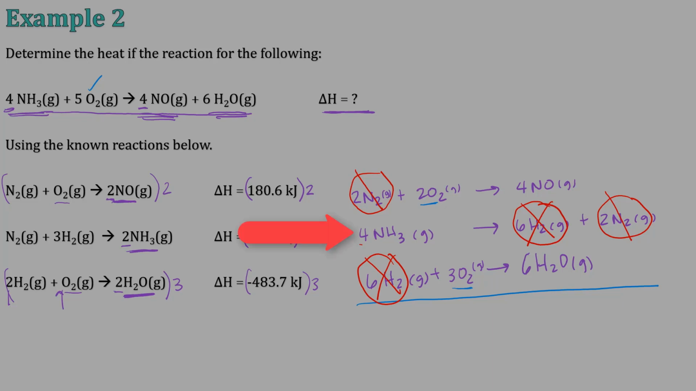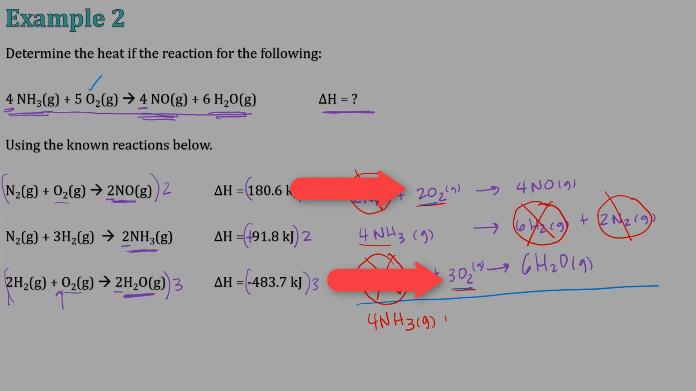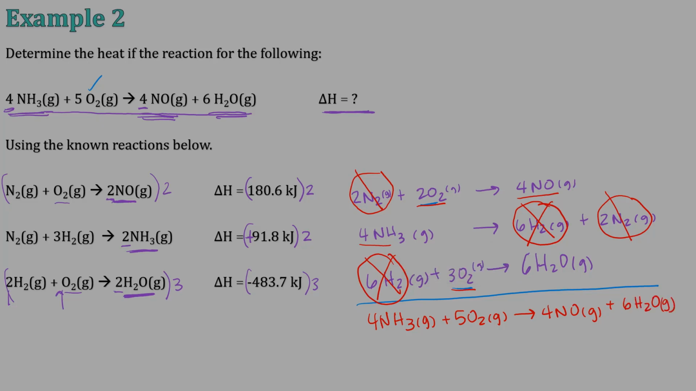So I have 4 NH3, 2 O2 and 3 O2, which gives me 5 O2s, 4 NO, plus 6 waters. And so this reaction is this one. And then if I multiply by 2, multiply by 2, multiply by 3, I end up getting negative 906.3 kilojoules and add them all together. So this is the enthalpy for that reaction.